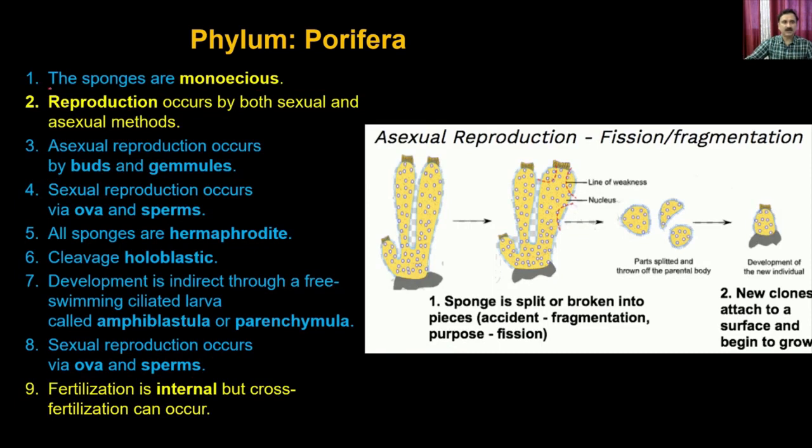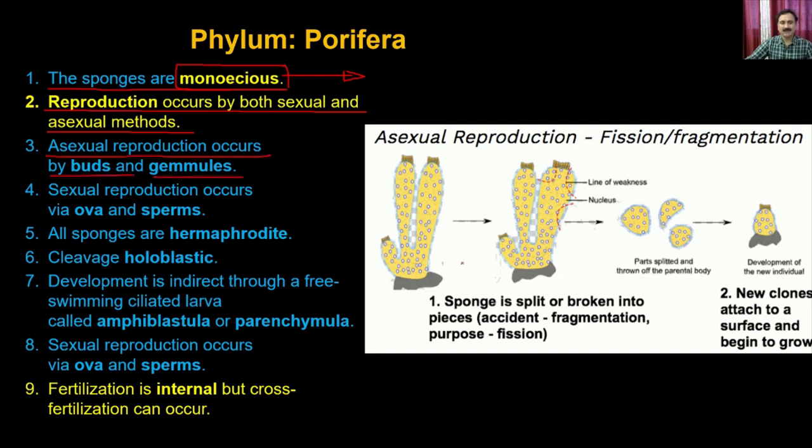Sponges are monoecious, which means there is no distinction of male and female. So they are actually monoecious. The reproduction occurs by both sexual as well as asexual methods. The asexual method of reproduction occurs by buds and gemmules.